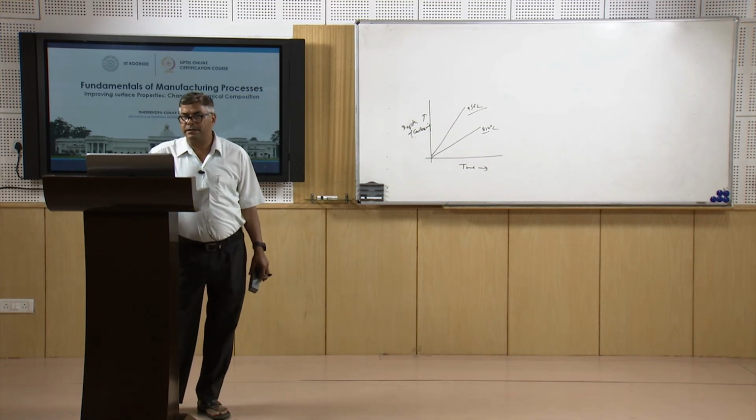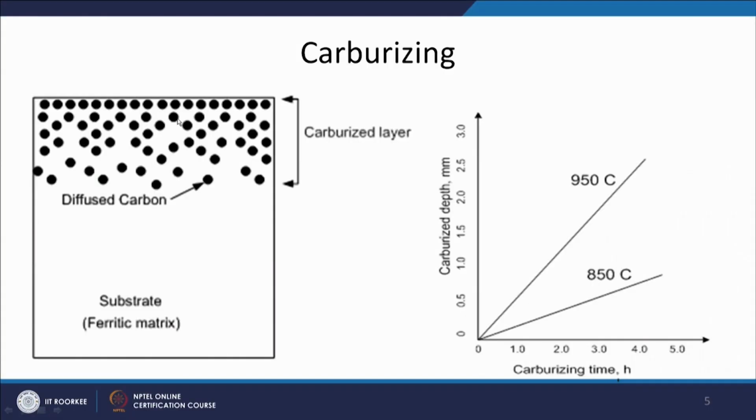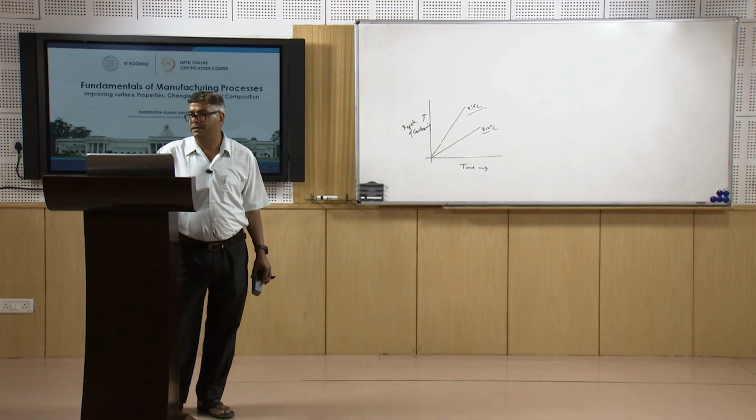What it is showing schematically is that the near-surface layers will have a higher carbon content compared to those below, and the depth up to which carbon is able to diffuse into the substrate is called the carburized layer. We can see the depth of the carburized layer increasing as a function of carburizing time. At 850 degrees centigrade the increase is limited, while at 950 degrees centigrade the carburizing depth increases at a much higher rate, and this is attributed to the higher rate of diffusion of carbon into the iron at the higher temperature.